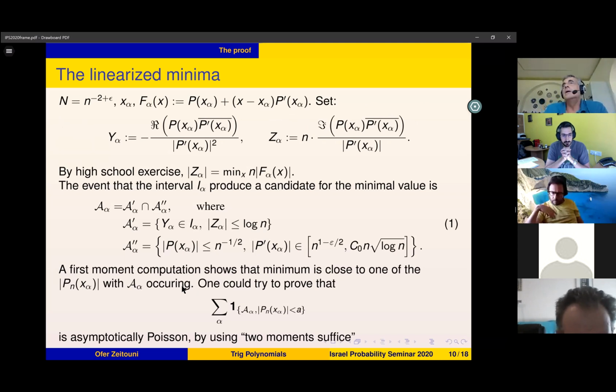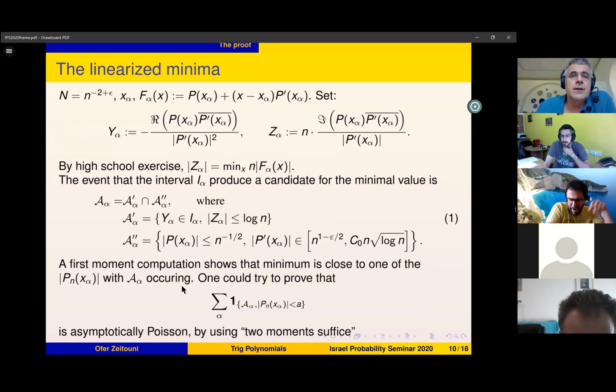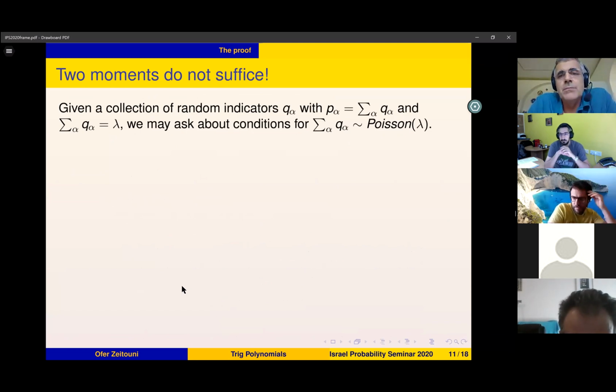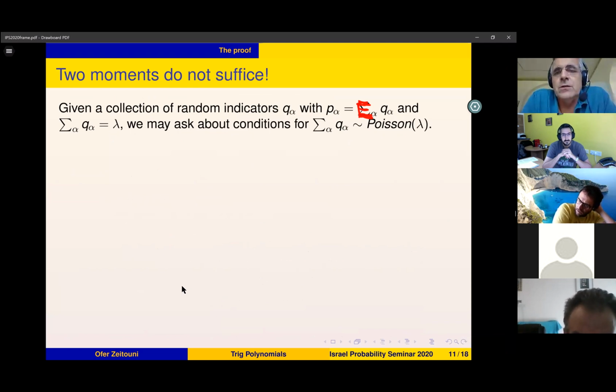There is a well-honored method for getting Poisson limits, which is based on Stein's method, and it's called two moments suffice. I'm sure many of you know it, but for those who don't, let me review what it means. Now forget for a moment about the random polynomial, and let's ask the following question. I have random indicators Q alpha, with P alpha as the expectation of Q alpha.